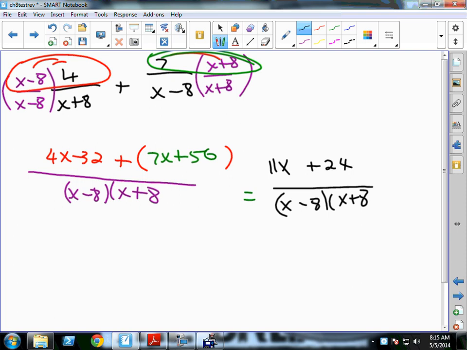With this one, they might, on the test, write it as 11x plus 24 over something else. What would that be over? X squared minus 64. Good. On the test, make sure you could recognize it as that as well. Even though this is the right answer, this is too. They're both equivalent, but make sure you could recognize the last thing there too.